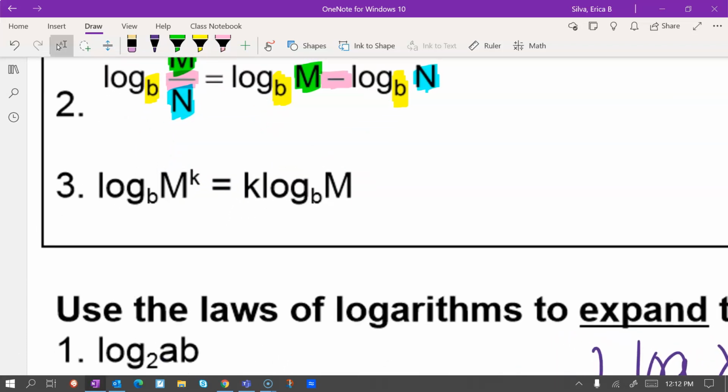And then finally, the last one, we have the log of base b. Notice how when we expand it, it's the same. But for this one, notice how this has an exponent. The exponent ends up becoming the coefficient of the log. So it's like you're moving it to the front. And then it's just your m.